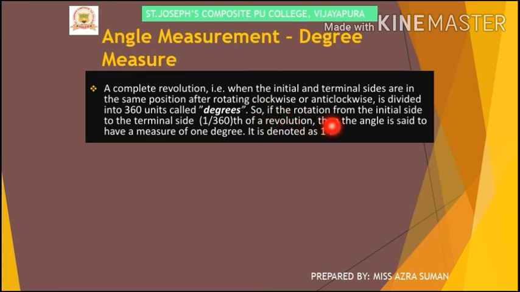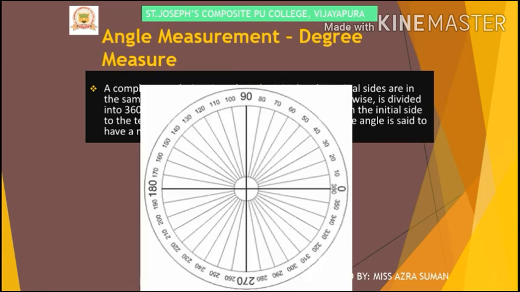So, if the rotation from the initial side to the terminal side is 1/360th of a revolution, then the angle is said to have a measure of 1 degree. It is denoted by this symbol. You can see here one complete revolution makes 360 degrees, where the initial side and terminal side coincide.